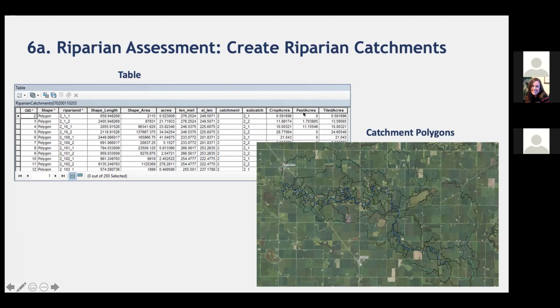You can see information about each one of those catchments, which can be really useful as you consider characteristics and conservation practice interests, need, or potential. So for example, the proportion or the amount of cropped acres, the amount of pastured acres, and then the amount of tiled acres. You can see that, for example, this particular catchment, 210-2, is going to have 28 cropped acres, and about 24 of those would be tile drained.